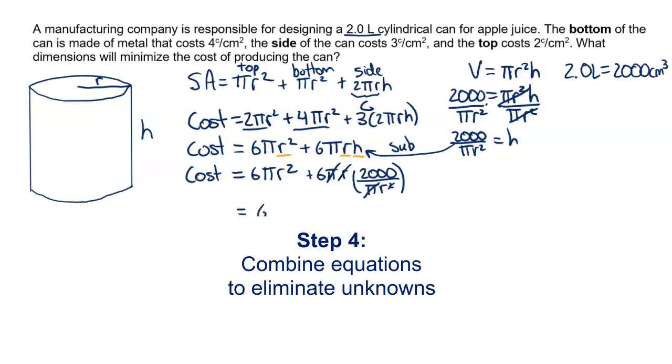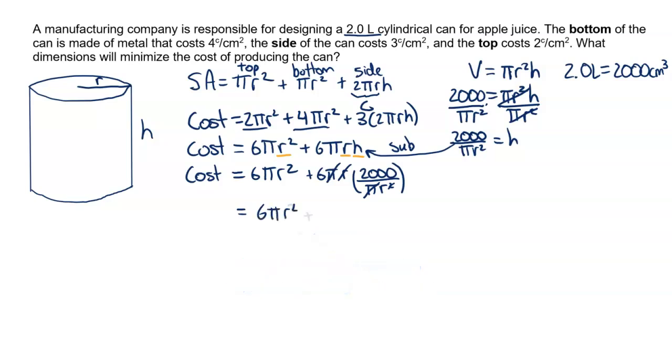And we're going to be left with 6 pi r squared plus 6 times 2,000 is 12,000. And then we have an r on the bottom, which we can write as r to the negative 1. Because if you bring it up, it makes the exponent negative. And so the reason I want to do that is just going to make it a little bit easier to calculate the derivative here in a moment.